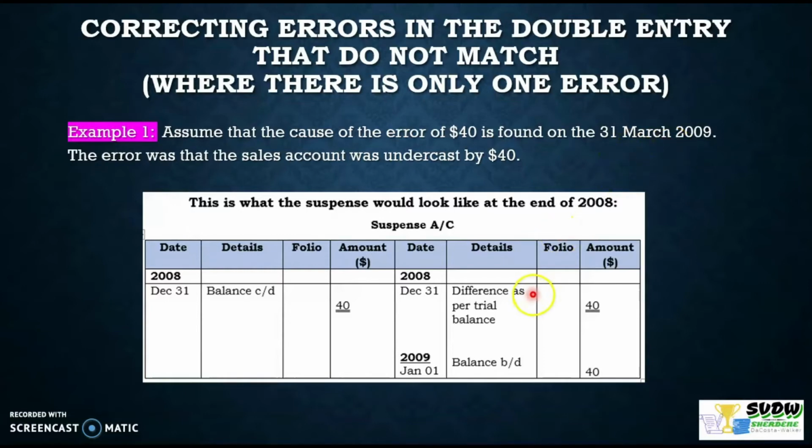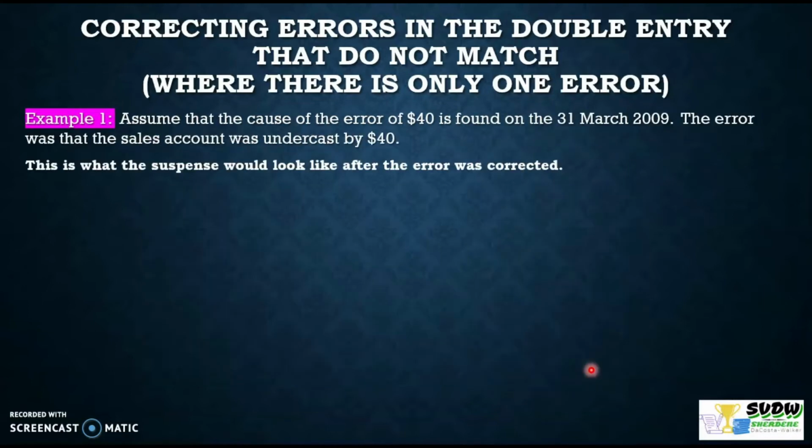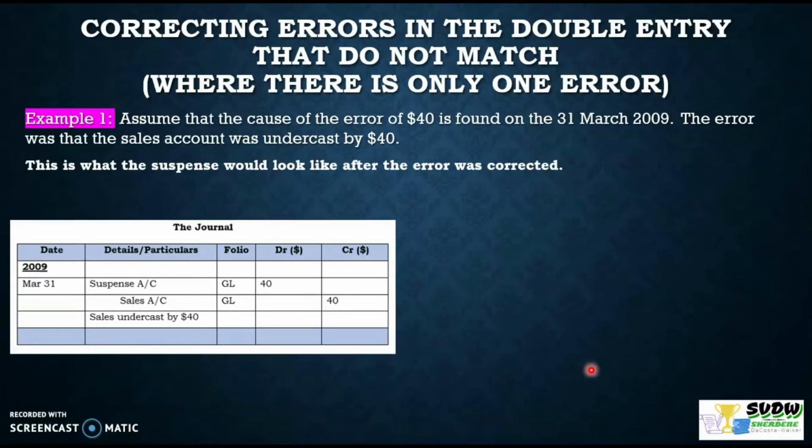So at the end of 2008, we would have entered the difference as per trial balance of $40, but then we would have closed it off at the end of the year, and in 2009 we would have brought forward or brought down the $40. So this is what the account will look like after we have corrected our error. But first, let us look at the journal.